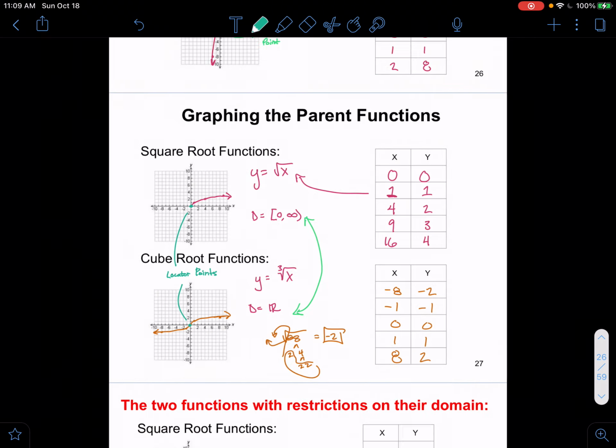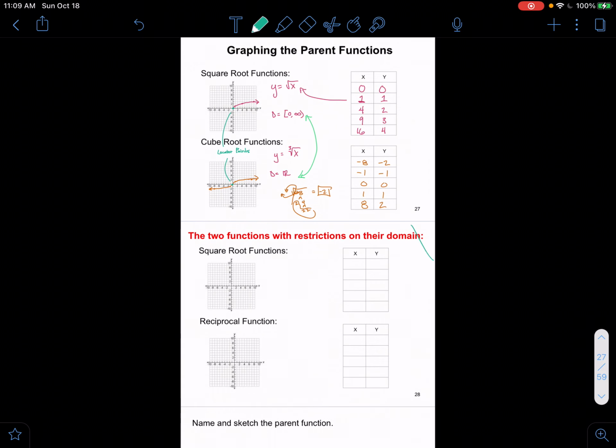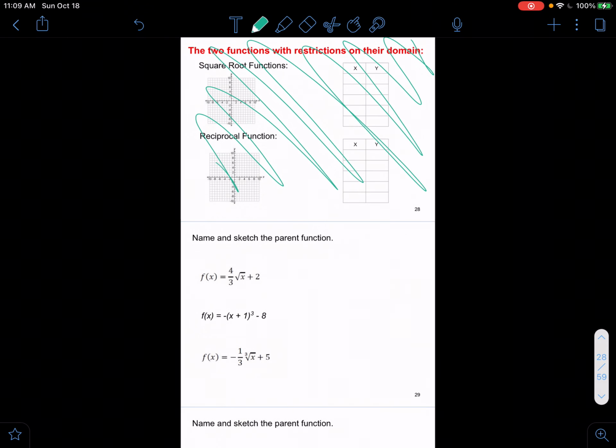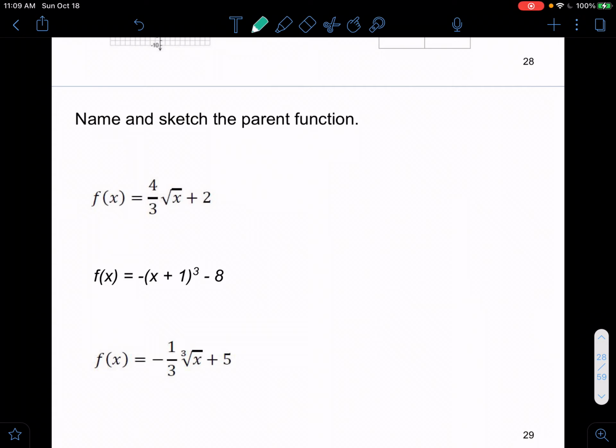So now what I want to do, we're actually going to skip this next slide here. We've talked about that already, so I'm not too worried about it. But I want to start to talk about naming and sketching the parent function. So looking at this, now we start to see some more complex versions of those parent functions. But we should still be able to look at each of those equations and relate that back to its parent.